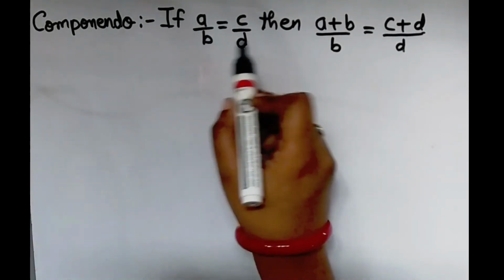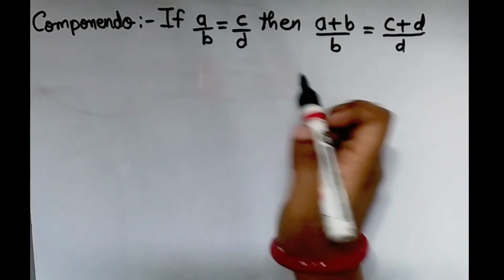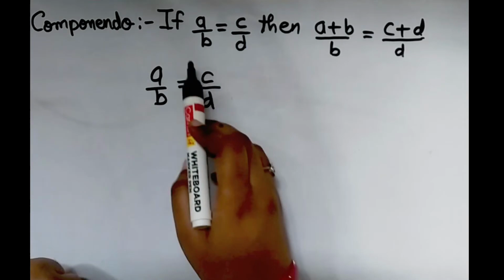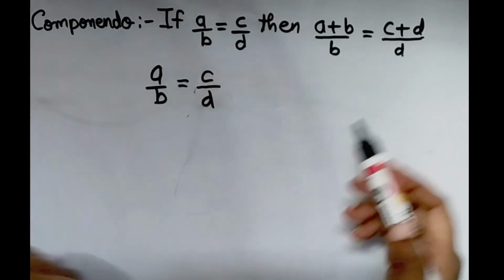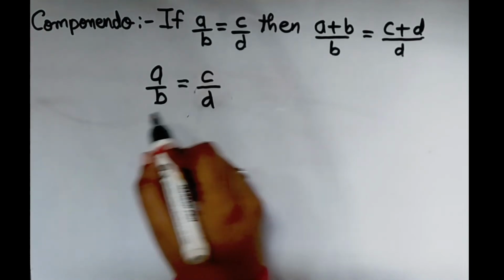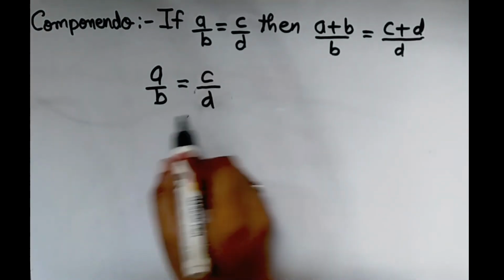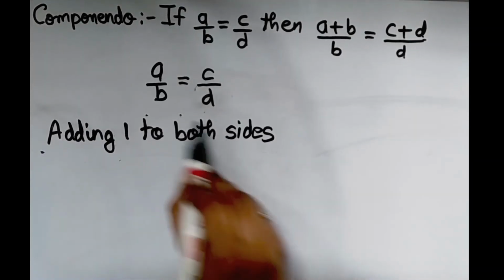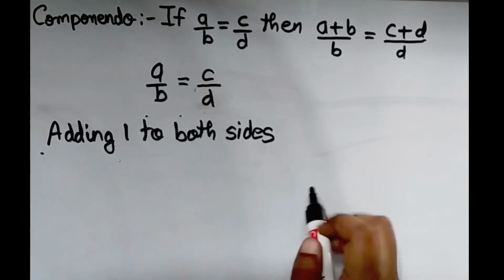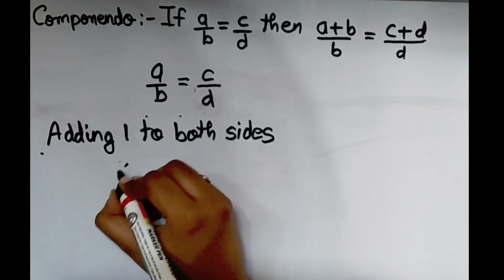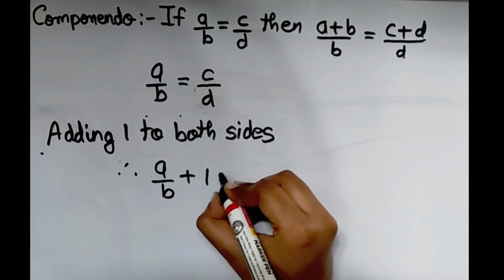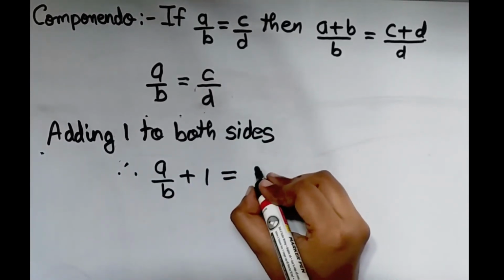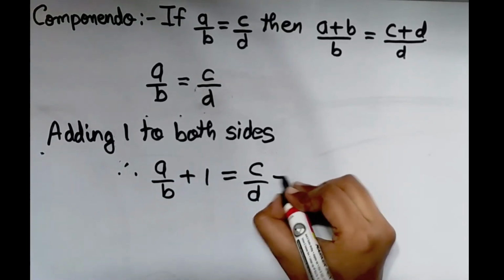So here what is given? A upon B is equal to C upon D. Here we have written what is given, that is A upon B is equal to C upon D. Now we have to prove this. So what we will do? We will add 1 to both the sides of the equation. Adding 1 to both sides of this equation. So therefore A upon B plus 1 equal to C upon D plus 1.